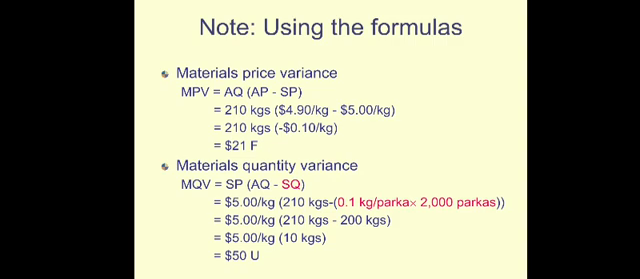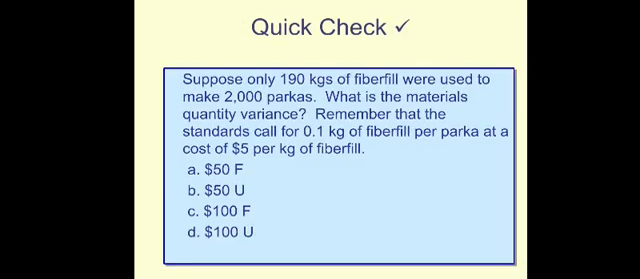Okay, now the actual quantity used of fiber fill during production is 210 kilogram. And then the standard quantity is 200 kilogram. So the actual fiber use is higher than the standard fiber use. That is why we say that this variance is unfavorable. If there is a question asks you to calculate the total variance for material, then you have to add the material price variance with the material quantity variance. So material price variance is $21 favorable. Material quantity variance is $50 unfavorable. So the total material variance is $29 unfavorable.